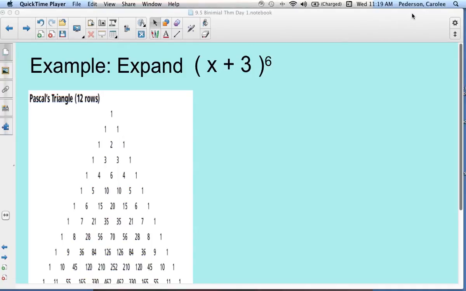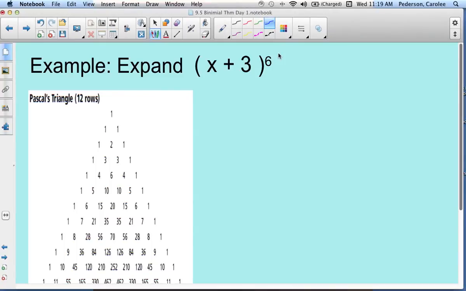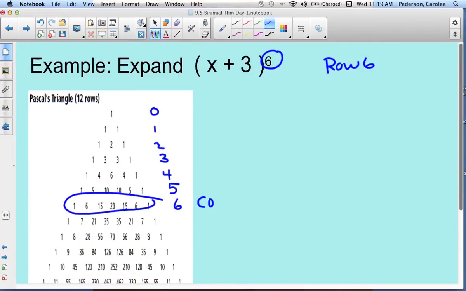This is an example of using Pascal's triangle to expand (x + 3) raised to the 6th power. So let's first look at this number here. We're going to look at row 6 of Pascal's triangle. So here's row 0, 1, 2, 3, 4, 5, 6. And we're going to use these numbers as our coefficients.